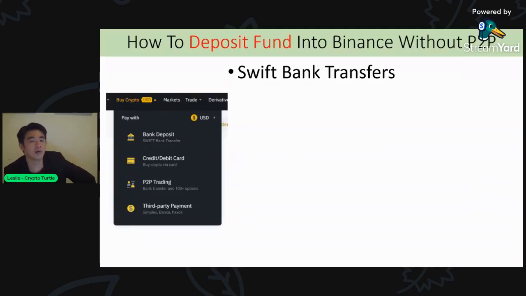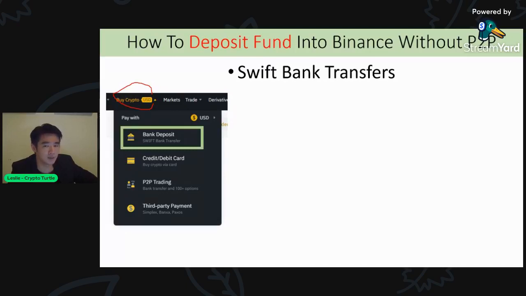So by using DBS Bank. I believe most Singaporeans have DBS Bank, right? So even if you don't have, I think it's not difficult to open one. I hope you agree. So how to do it? You again go to the top right under buy crypto, then find this bank deposit.